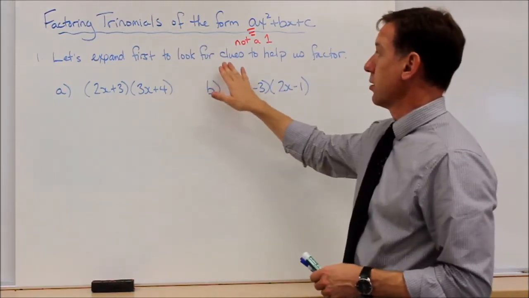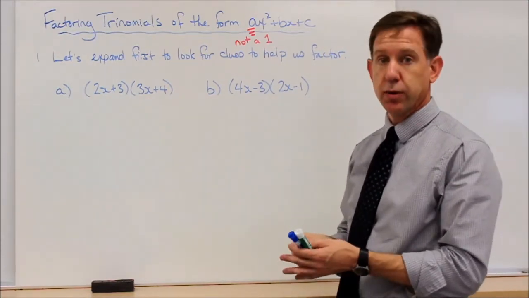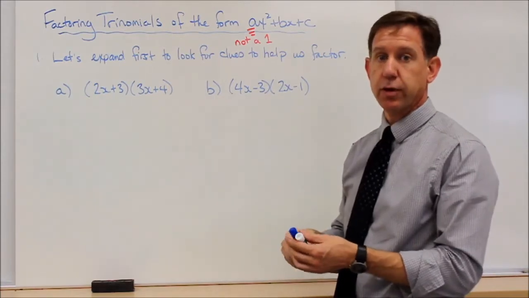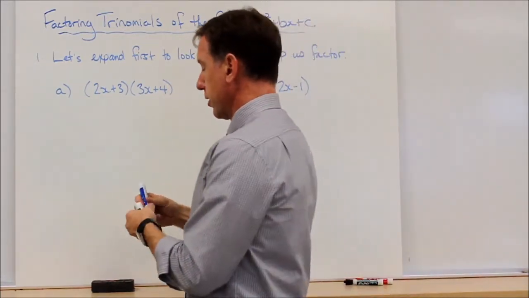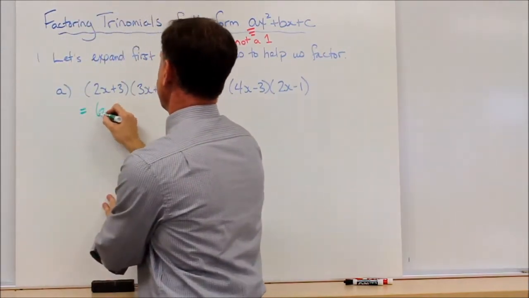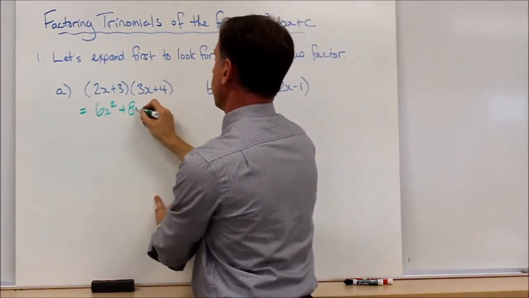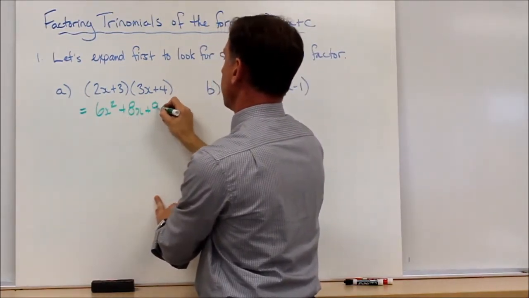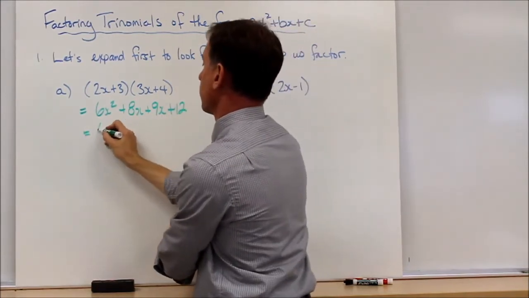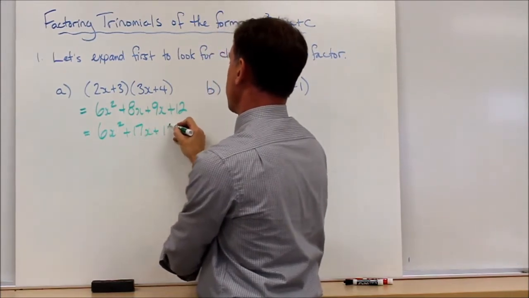First, we're going to expand. We're going to take a couple of brackets here, multiply them out, and get a trinomial, and then look for clues to help us go backwards to get the factoring that we need for today. So if I multiply these out, first times first for 6x squared, outsides 8x, insides 9x, and lasts 12. So that leaves us with the trinomial 6x squared plus 17x plus 12.